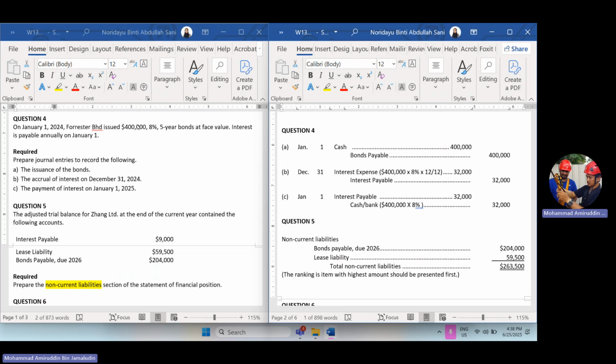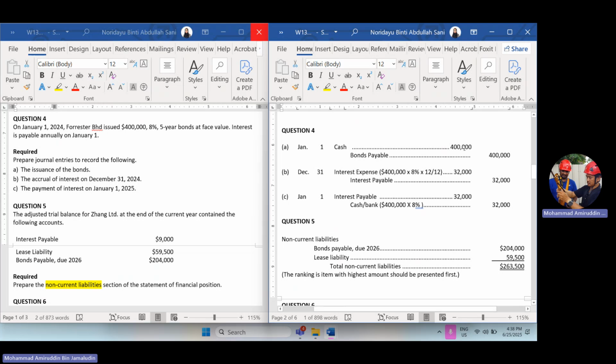But in this one, they don't mention whether it is issued at 90% or 110%. So we don't have any issue on discount or premium bonds. It has been issued at face value, meaning when you want to pay back, that's the 400,000 that you need to pay. No discount, no additional. Interest is payable annually on January 1st. Prepare the journal entries on the issuance of the bond.